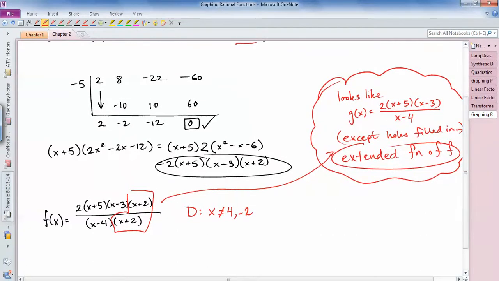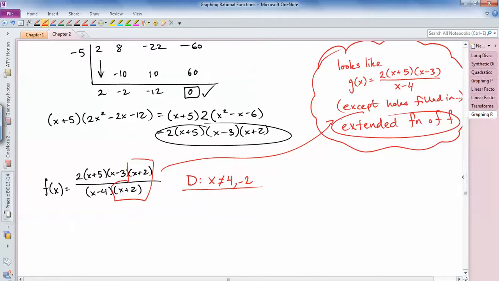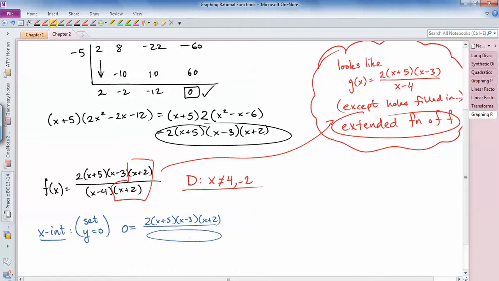Okay, so let's find the intercepts. The x-intercepts you get by setting y equal to 0. So 0 equals that whole fraction, 2 times x plus 5, x minus 3, x plus 2, all over the denominator. The next step is to multiply the denominator over to the other side, which is really the same as saying the numerator has to be 0. If I divide both sides by 2, I can get rid of the 2 here. 0 over 2 is still 0.